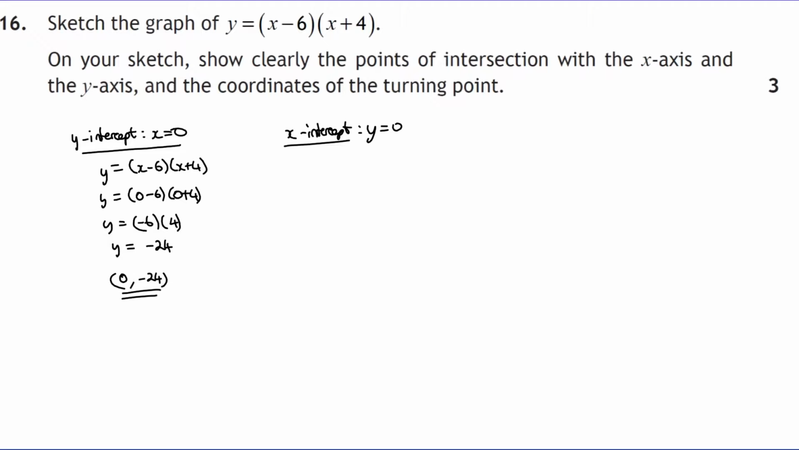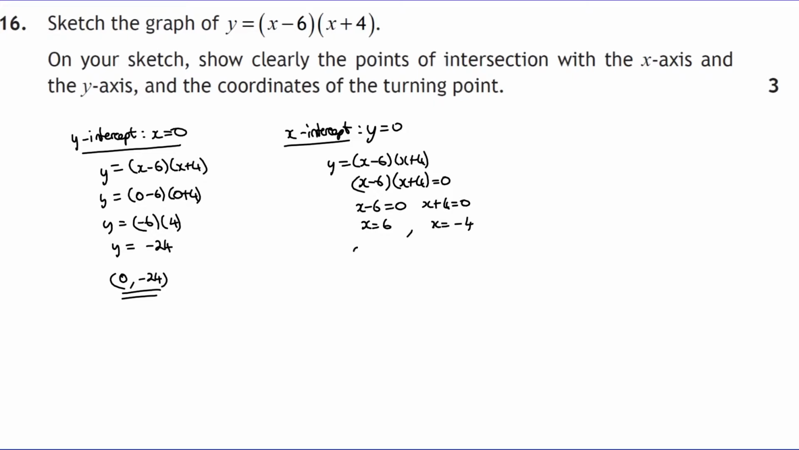X-intercept is where y equals 0. So if we take the original equation, y equals x minus 6 bracket x plus 4, and replace the y with 0, I'm going to put that at the end, so we get x minus 6 bracket x plus 4 equals 0. That's already in factorized form, which is quite useful here because it means we don't need to do the factorization. So we just solve this. x minus 6 equals 0 or x plus 4 equals 0. That gives us x equals 6 and x equals negative 4 for the roots.